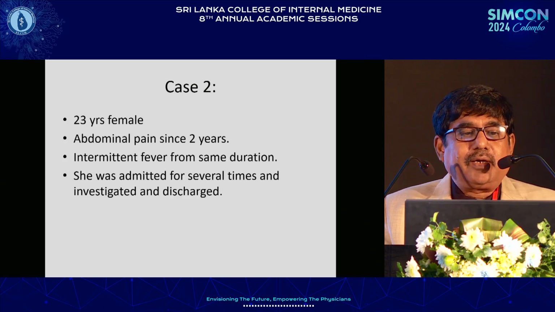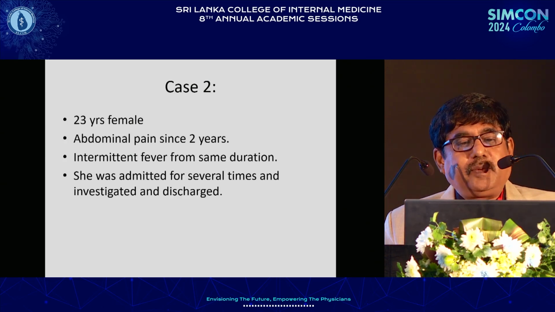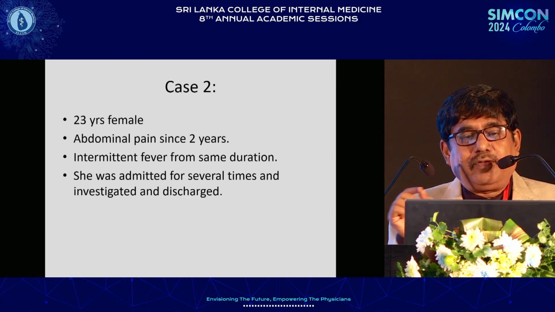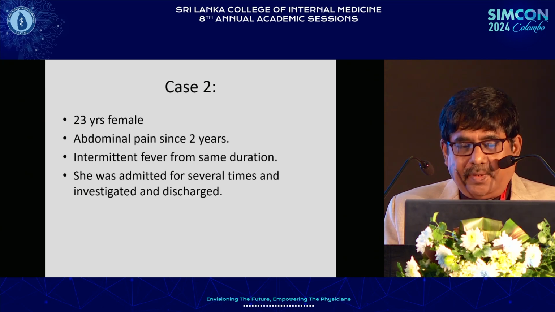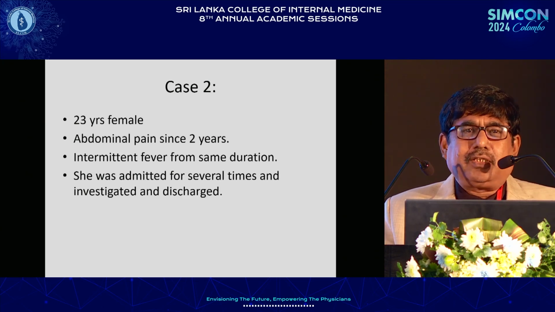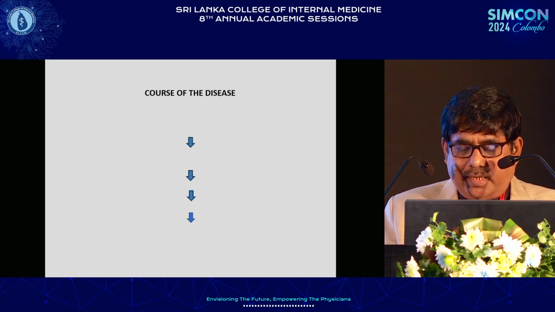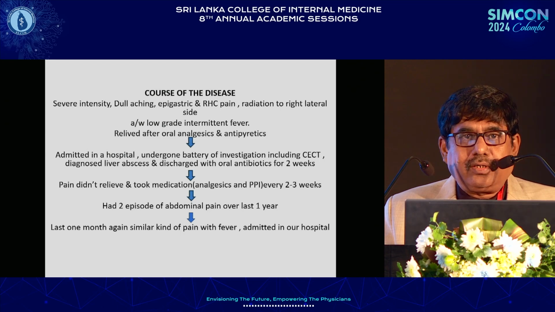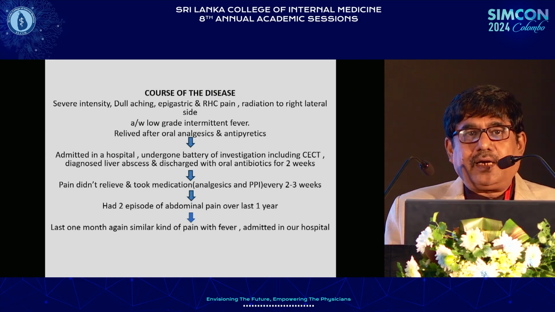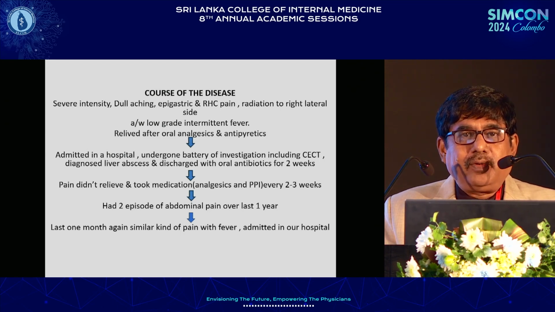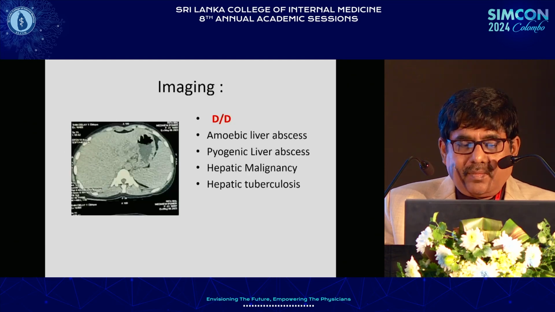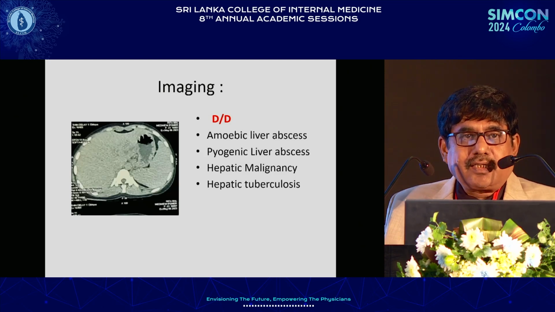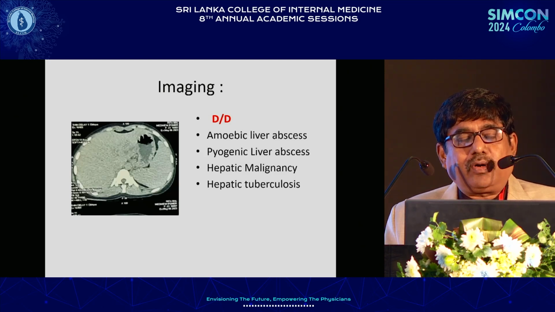But the challenge is case number 2. She is a 23-year-old female. She has had recurrent abdominal pain for 2 years and intermittent fever for almost the same duration. She was admitted several times, investigated and discharged with different types of medication, maybe PPI and others. Lastly, she was admitted with a similar episode: pain, vomiting, fever, and mild abdominal distension. This time, the patient underwent imaging, a CT scan, and such type of imaging has been found. So what is the differential diagnosis?